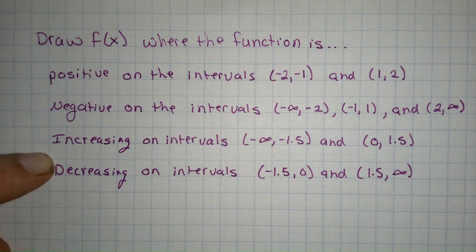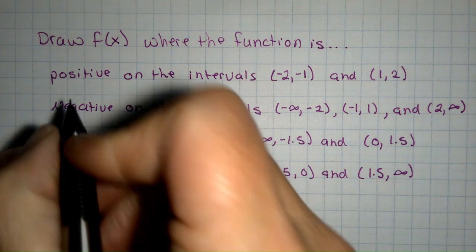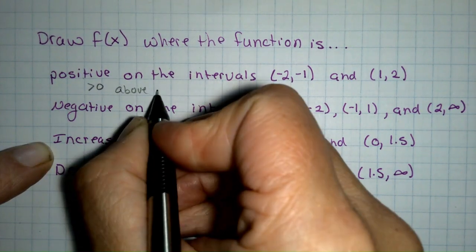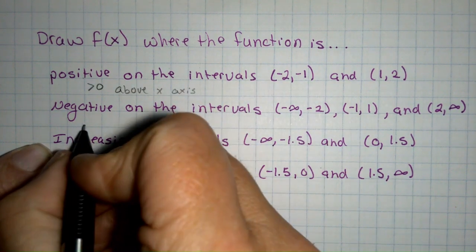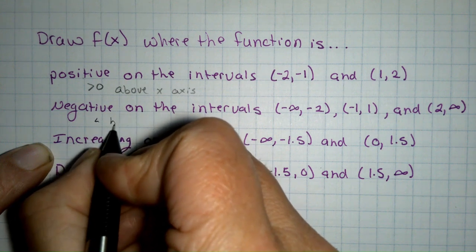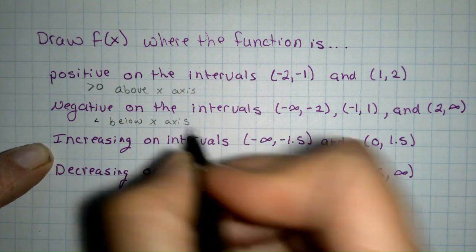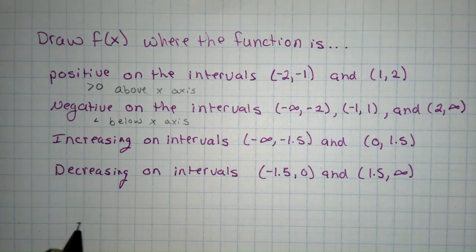instead of increasing? Because on line 1, we see that it needs to be positive, but on line 3, we see that it needs to be increasing. So positive would be greater than 0 or above the x-axis. Okay? Negative would therefore be below the x-axis. So I'm just going to take a little number line and talk about those 2 things. Okay? Here's a number line.